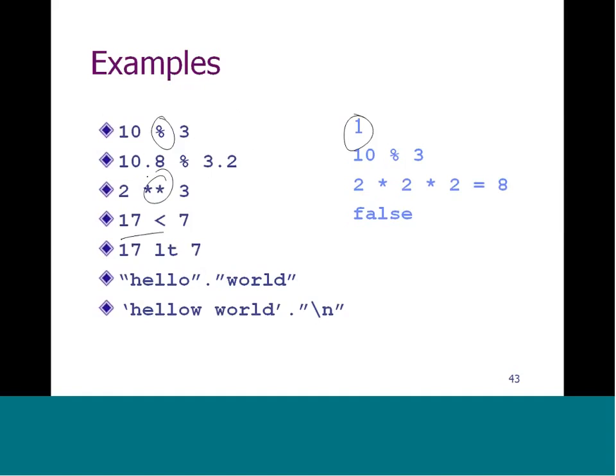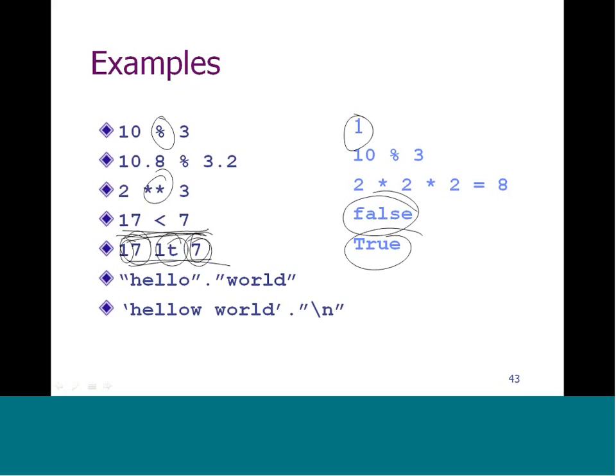Here, if you try 17 less than 7 numerically, the answer is false. Whereas 17 less than 7 as a string operation, the answer is true. So the result differs based on which operator you use. If you are doing a numerical comparison, you need to use this one, whereas this one is used for string operations. This is mainly because of how the comparison is done, and then it produces this answer.